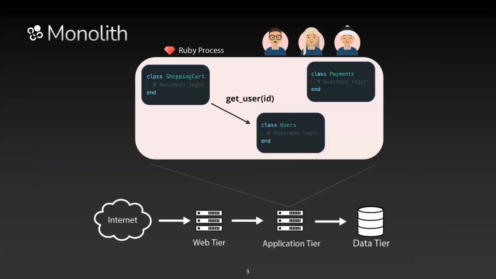Let's start by talking about the difference between monolith and microservice architectures. In a monolith, all of the server-side logic is deployed together as a single unit. In this example, there are three business domains: shopping cart, users, and payments. In a monolith, each of these domains is modeled by a programming construct, in this case, a Ruby class. The objects which are instantiated from these classes run in a single process, and they interact with each other through in-memory method calls.